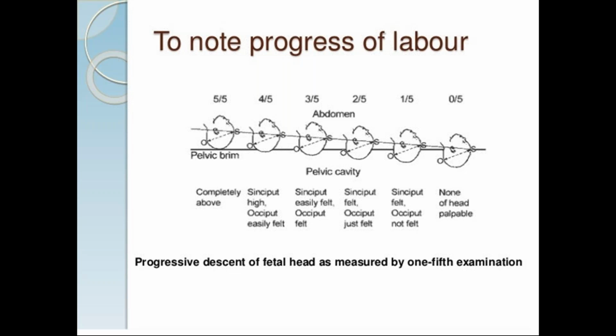When the head is completely above the pelvic brim, it is 5/5 palpable. If the sinciput is high and occiput is easily felt, it is 4/5 palpable. If the head is in the pelvic cavity and we feel both sinciput and occiput, then it is 3/5 palpable. If the occiput is just felt and the sinciput is felt, it is 2/5. If we don't feel the occiput, it is 1/5, and if none of the head is palpable abdominally, it is completely in the canal.